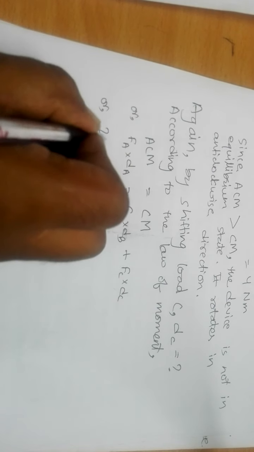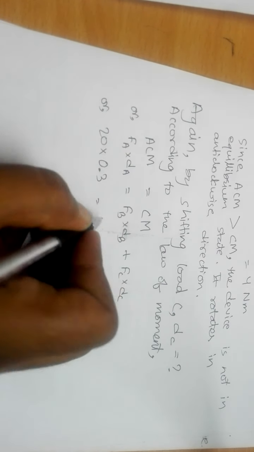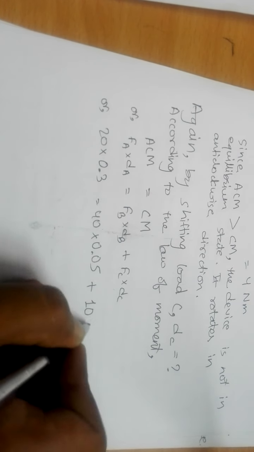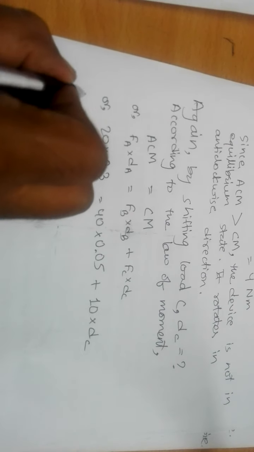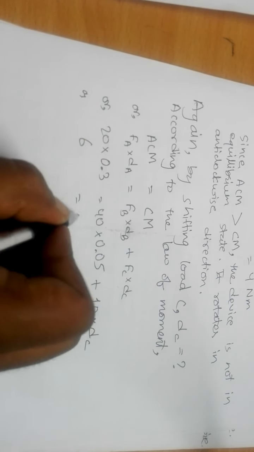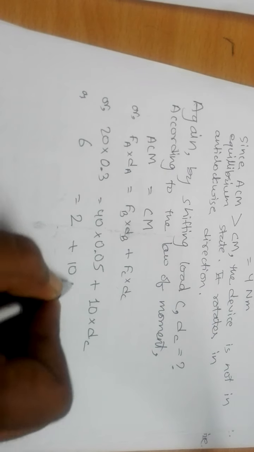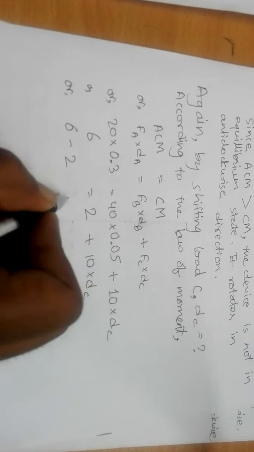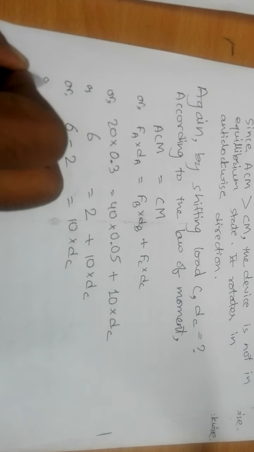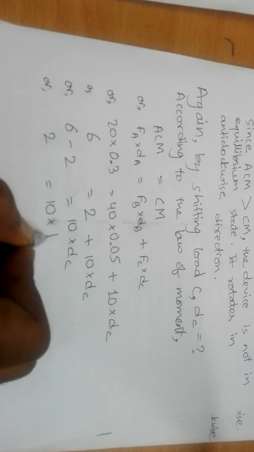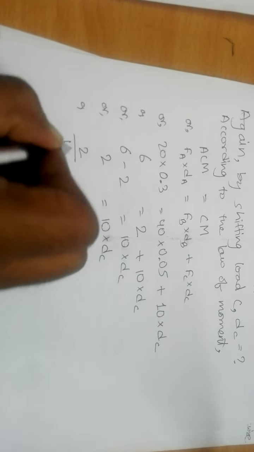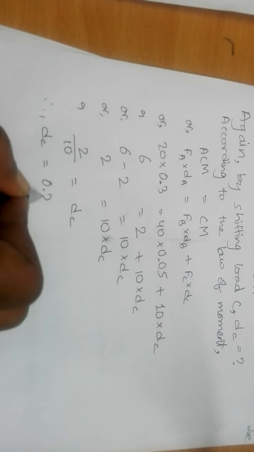Yes, FA is 20 and DA is 0.3, FB is 40 and DB is 0.05, FC remains 10 but DC we don't know. This gives you 6 and this gives you 2 plus 10 into DC. If we shift 2 to the other side, then it will be subtracted. You get 6 minus 2 equals 10 into DC, and if you shift 10 to the other side, it will be cross multiplied, that means divide. Therefore DC is equal to 0.2 meter.